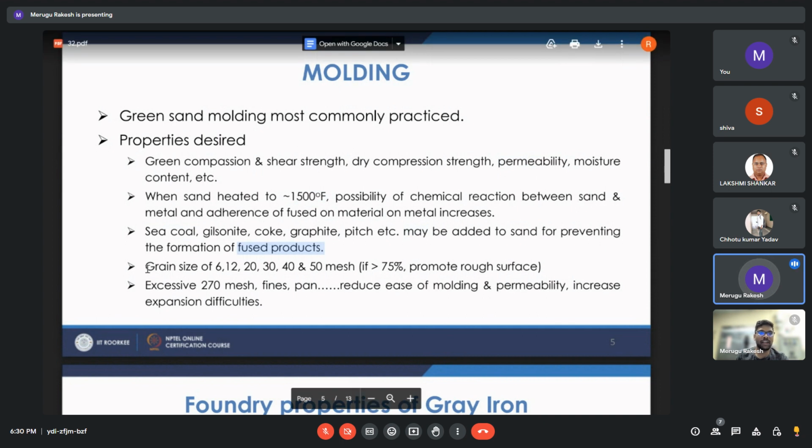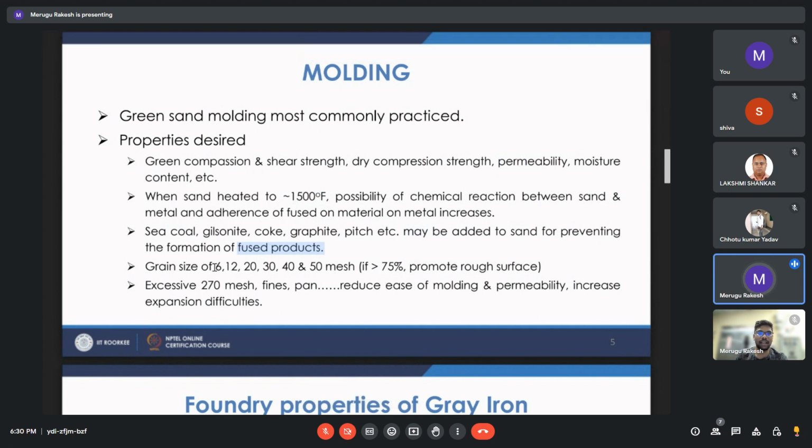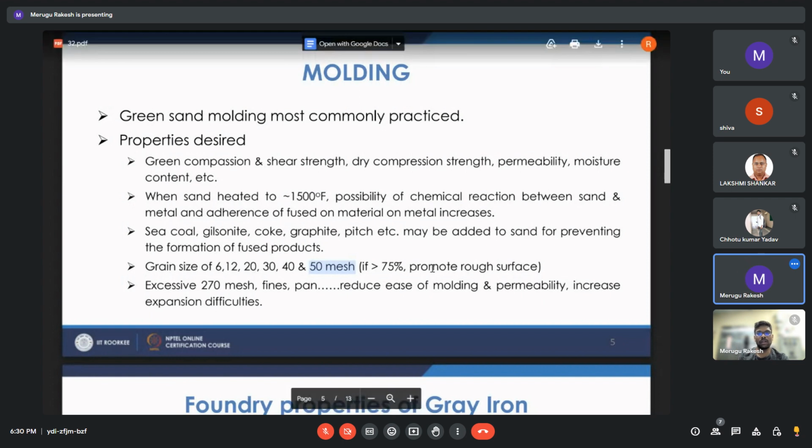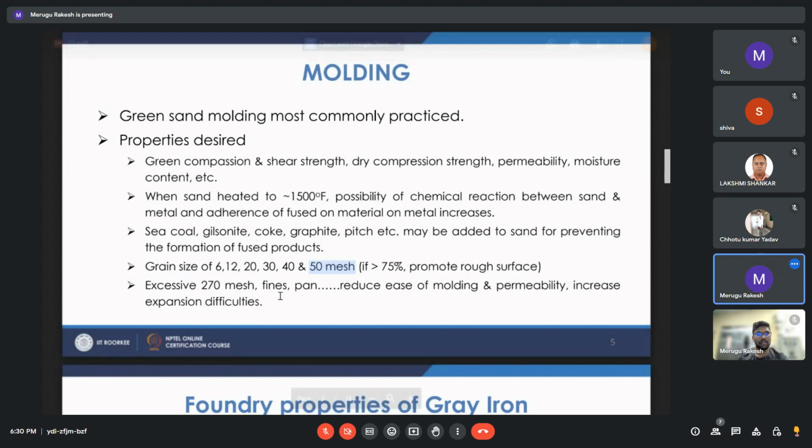These are the different grain sizes of the sand that we use for molding gray cast iron. We should avoid the bigger grain sizes in order to avoid the metal penetration defect, so that the surface of the cast product will not be non-uniform. So we need to take care of that.